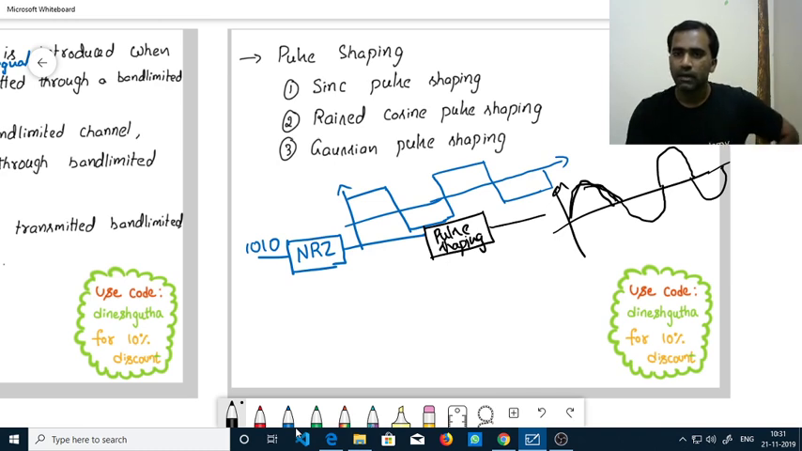Instead of a negative rectangle, you're going to take some pulse shape which is negative in amplitude. Next again, positive pulse, negative pulse. Instead of positive rectangles, you are going to send some positive pulses. Instead of negative rectangles, you're going to send some negative pulses. What is the advantage of this pulse shaping? The advantage is the signal becomes band limited. Here, the signal is not band limited.